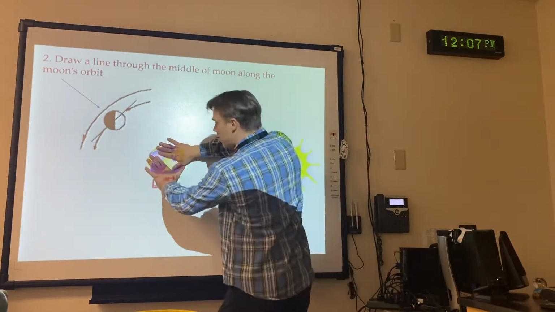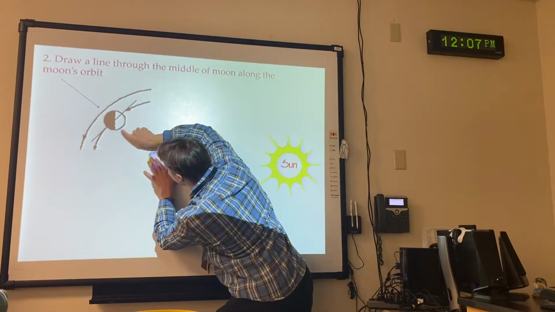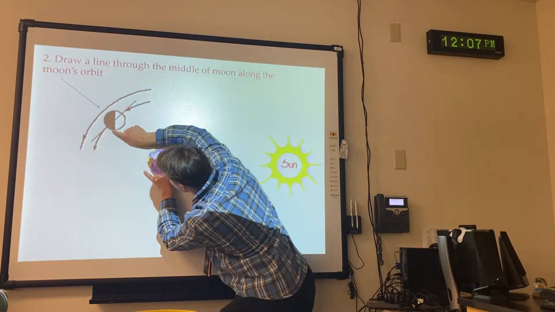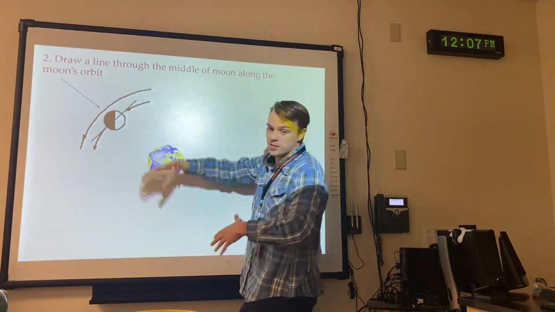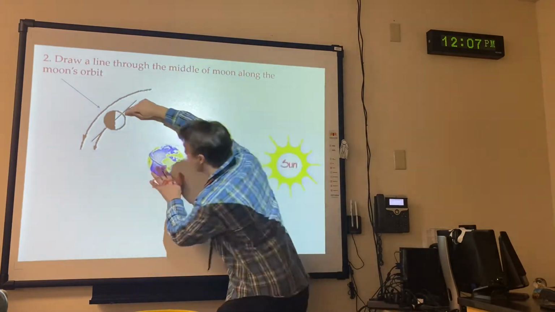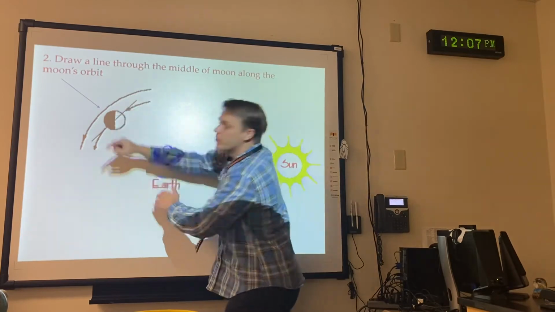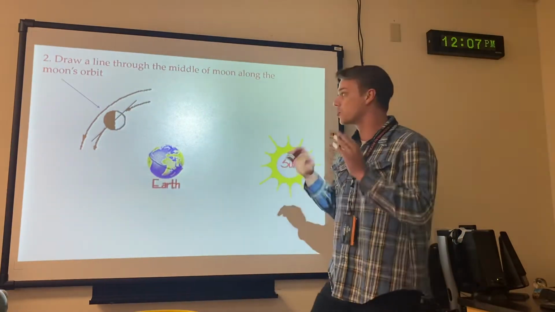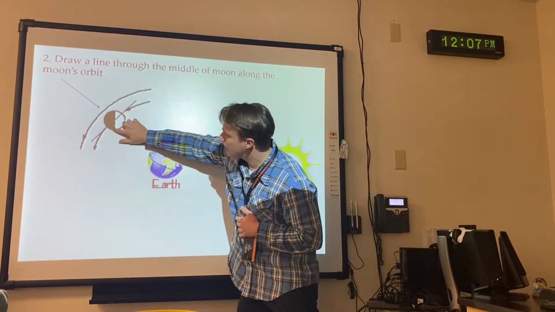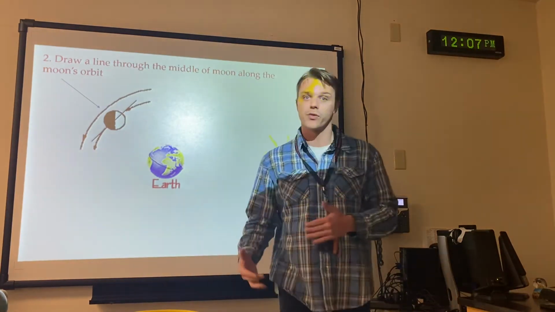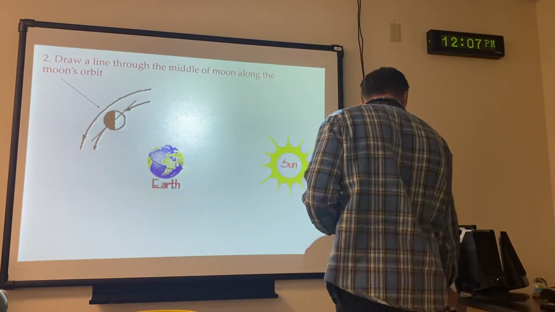So if I'm standing here on Earth and looking up, everything on this side of the line, I will be able to see. But because it's a sphere and we can only see half of a sphere, the back side of the moon, we will not be able to see. So if we're drawing what the moon looks like from Earth, we only care about the side of the moon that is facing Earth. So that's where the line comes in.